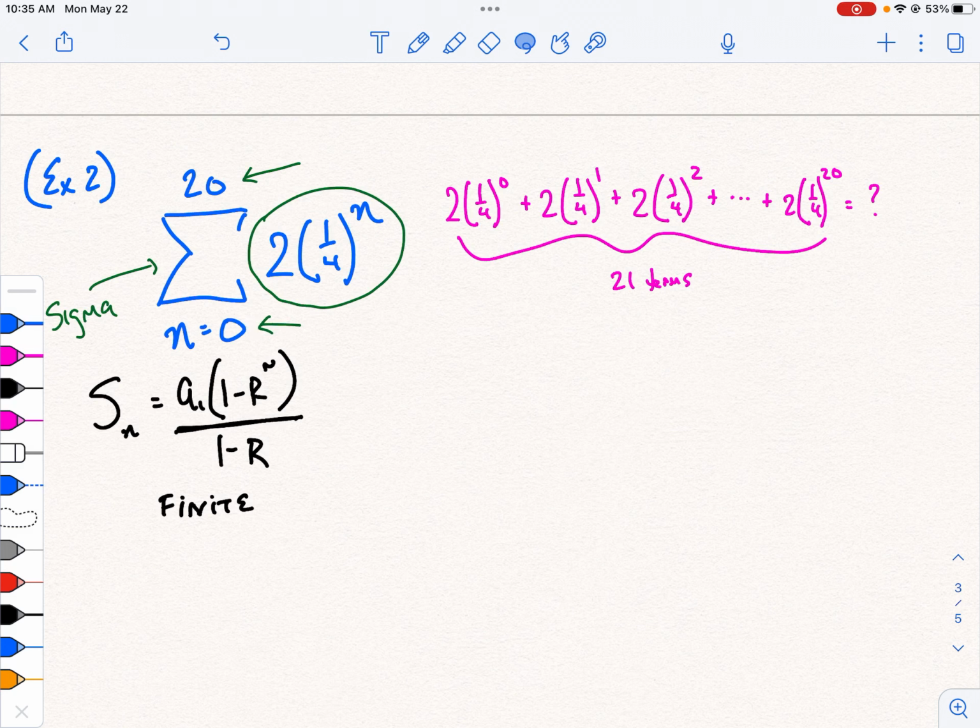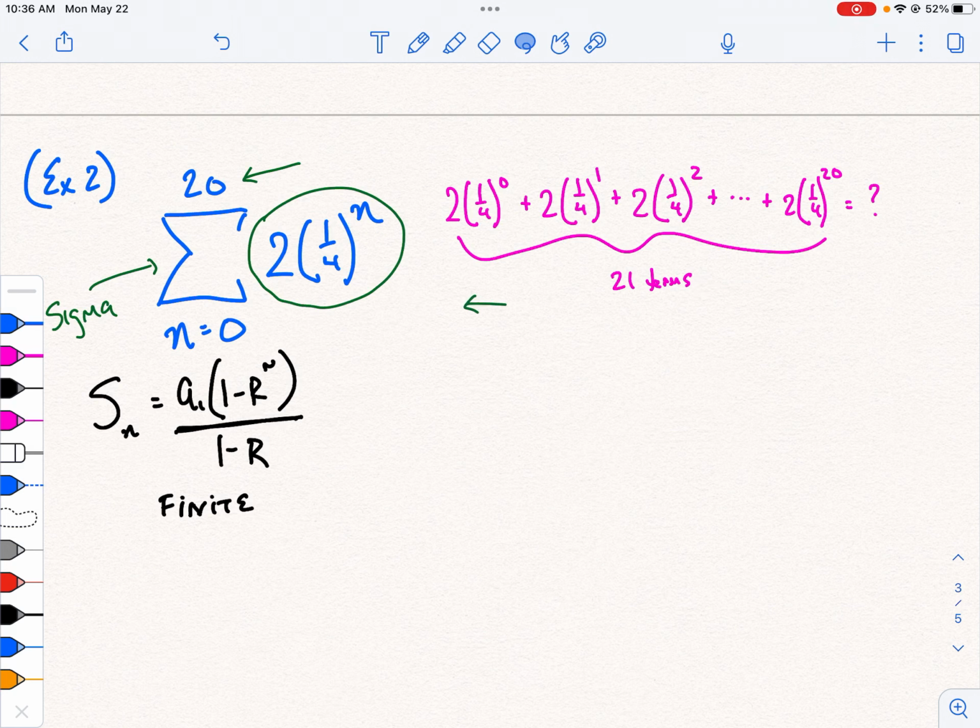Then you go to the next one. The next one after 0 is 1, and we put the 1 in. Then you do the 2, then the 3, then the 4, and you go the whole way up until you hit the number 20. If that makes sense, we're going to have all of these values. There are 21 terms that we're going to add together.